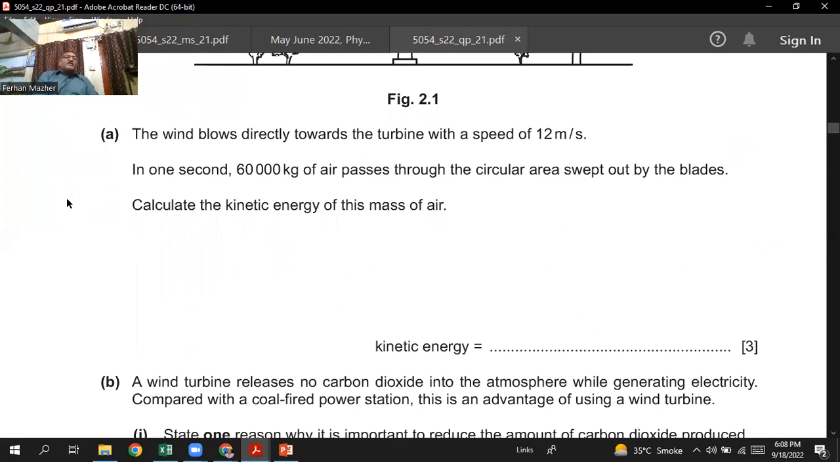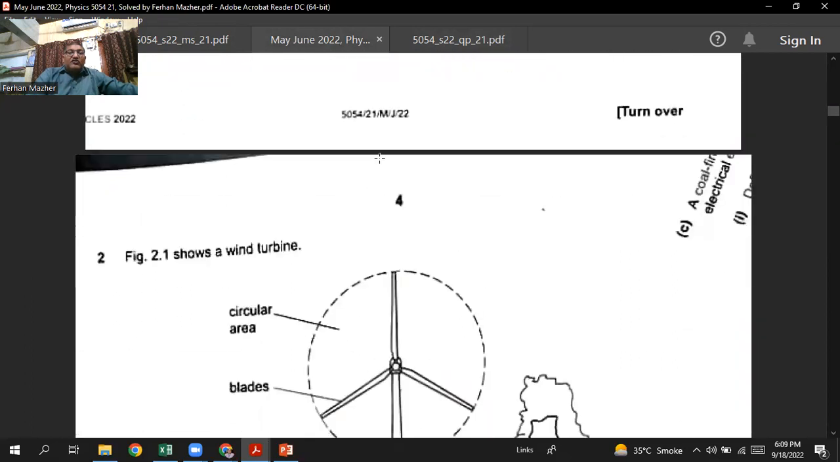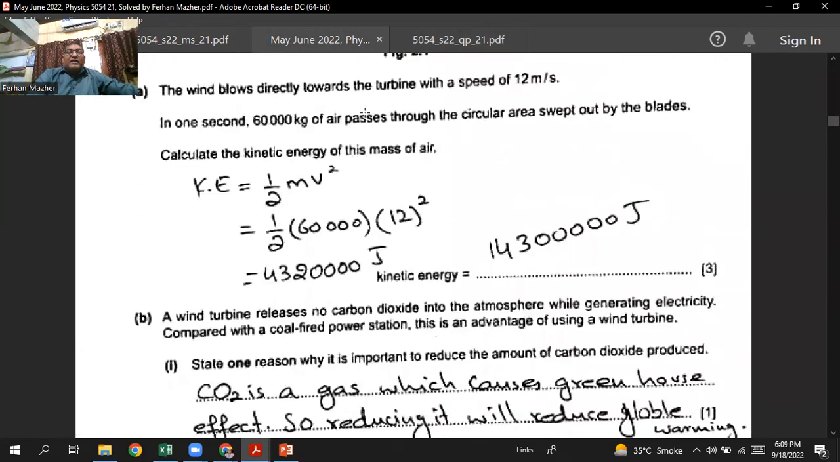The formula for the kinetic energy is 1/2 mv squared. I know the mass, which must be in kg, that we already have, and we will take the square of the speed of the air. So very simple, I can calculate it. Kinetic energy is equal to 1/2 mv squared, so it will be 1/2 into 60,000 into 12 squared. Just enter these values in your calculator. You will get 432,000 joules.